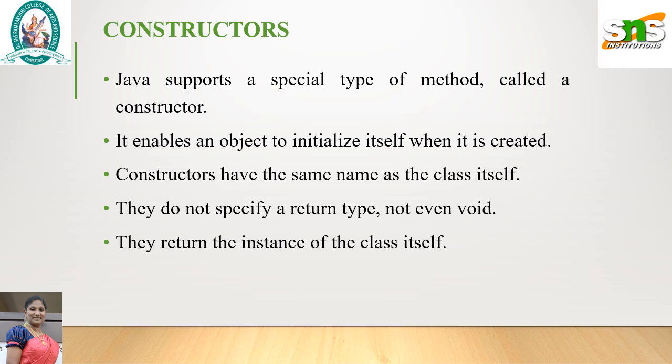They do not specify a return type, not even void. Generally, all methods have a return type. Some methods do not return any value; at that time we use void. But a constructor does not take any return type and does not use void. They return the instance of the class itself. Generally, constructors are used to create an object.